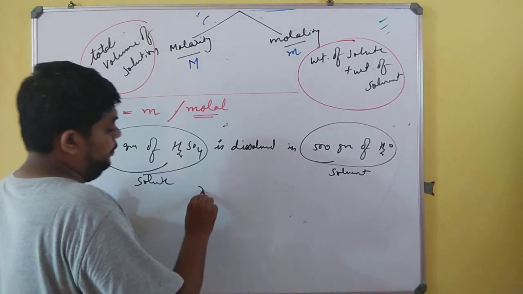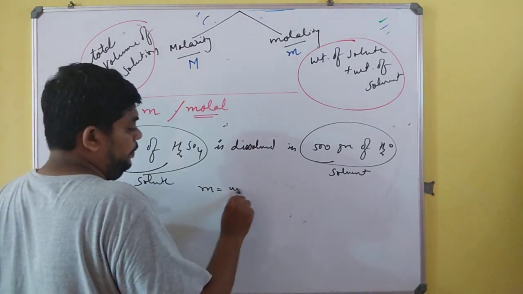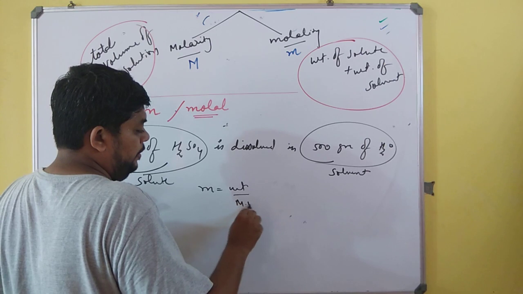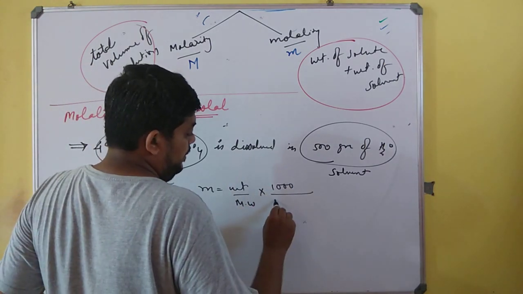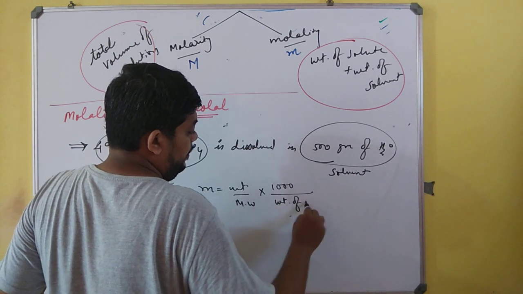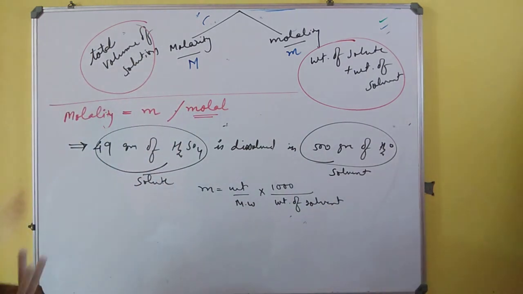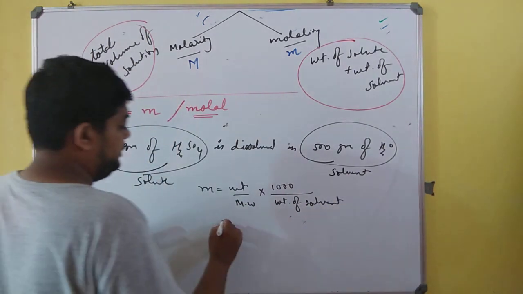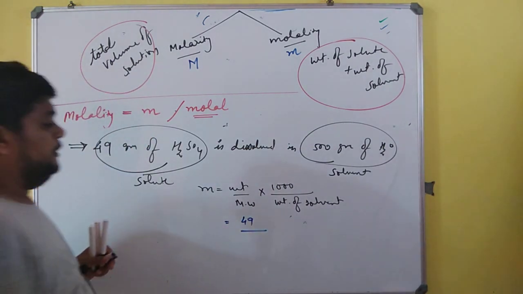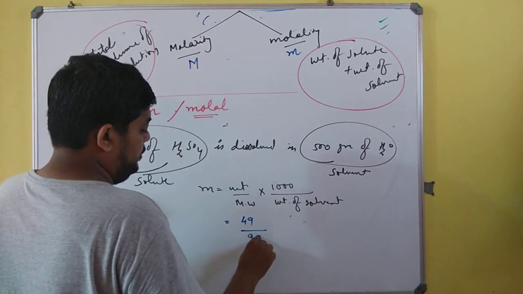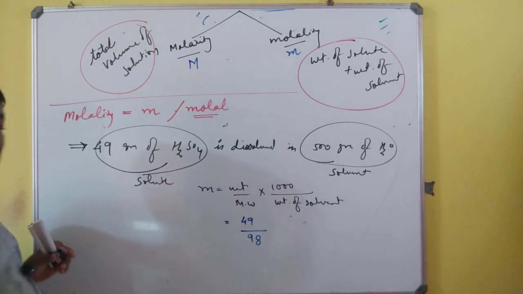So molality is equal to weight upon molecular weight into 1000 divided by weight of solvent. Over here, the weight is 49 gram. The molecular weight for H2SO4 we can very easily calculate. Your answer will be 98 gram.